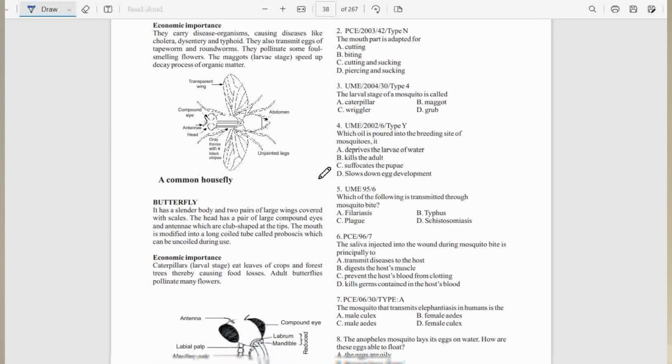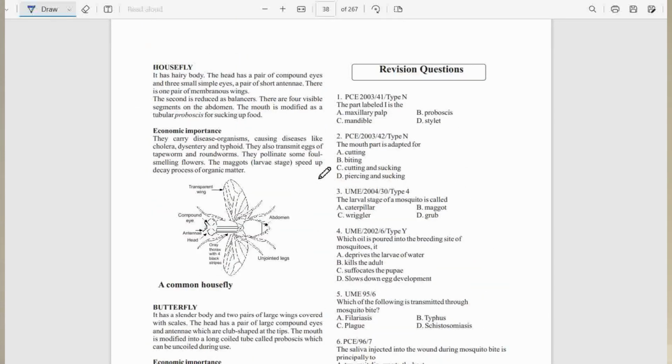Then we'll move on to the third insect, which is the housefly. So the housefly has a hairy body, and the head has a pair of compound eyes. It has 3 small simple eyes. In addition, a pair of short antennae. There is 1 pair of membranous wings. The second is reduced as balancers, and there are 4 visible segments on the abdomen. The mouth is modified into a tubular proboscis as well for sucking up food.